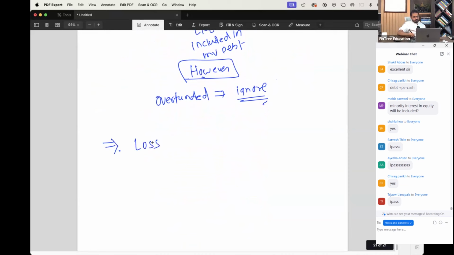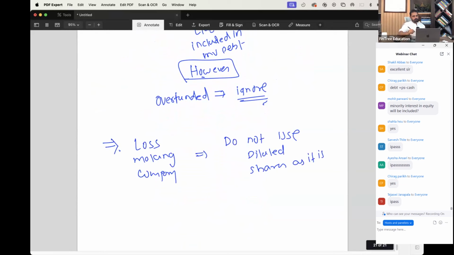If it's a loss making company, I covered this earlier, but I'm repeating it again. If it's a loss making company, then do not use diluted shares as it is. Do you know the reason why? See, how do you get valuation? Total value divided by number of shares. So these number of shares, do not use diluted shares as it is. Convinced? Then there is one more scenario to it.